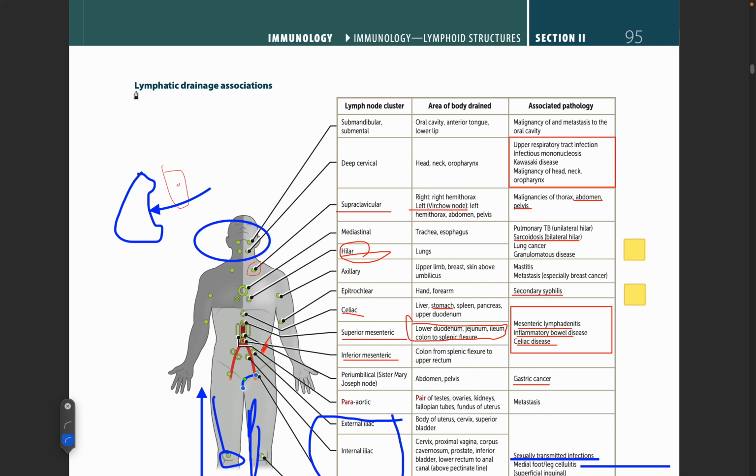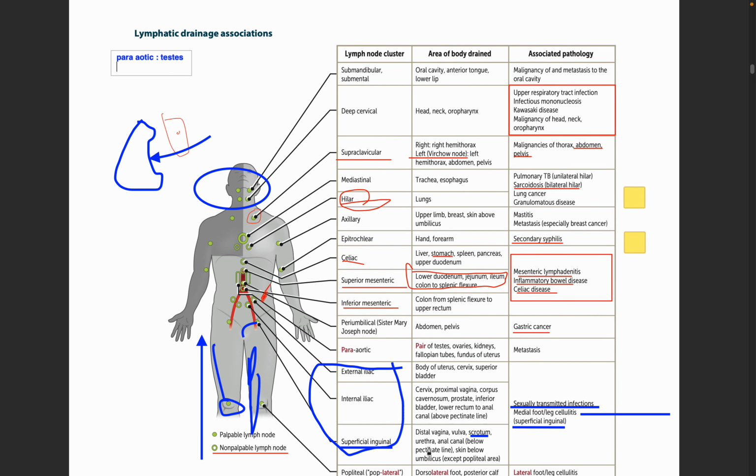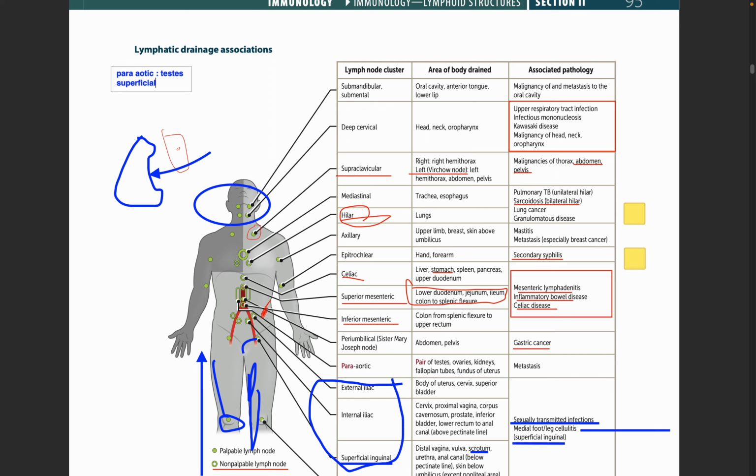So I just told you two confusing things. I will write here for simplicity, because this is where we get confused. Para-aortic means testes. But whenever it comes to the scrotum, it is drained by the superficial inguinal lymph nodes, which drain the scrotum, the pouch of the testes. Scrotum and testes are one organ, but their lymphatic drainage is different. So when skin cancer of the scrotum occurs, it will spread towards the superficial inguinal nodes. But when cancer of the testes occurs, it will spread towards the para-aortic lymph nodes.